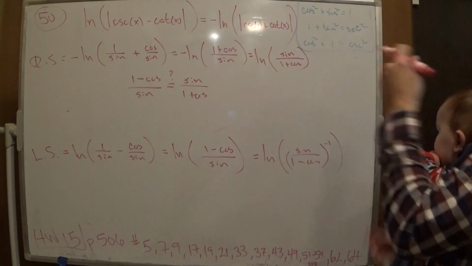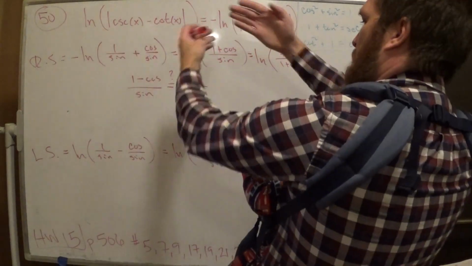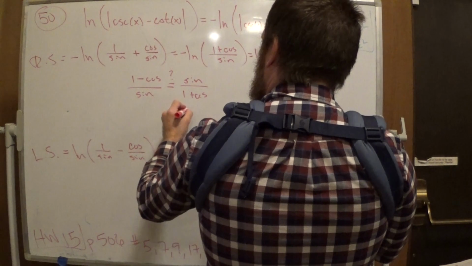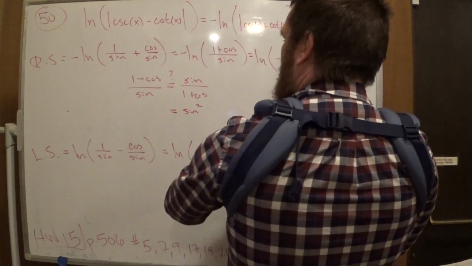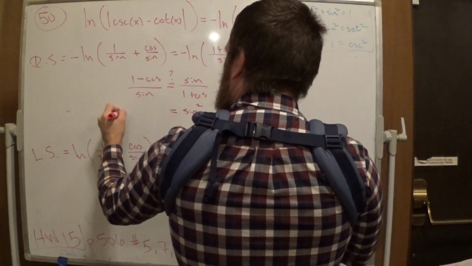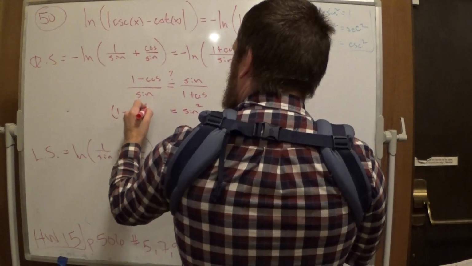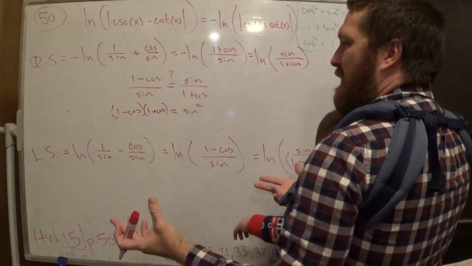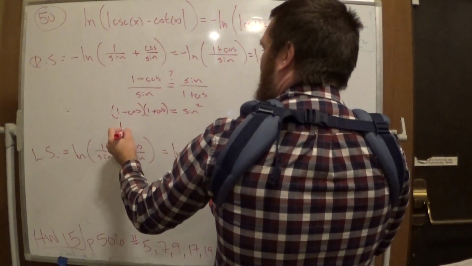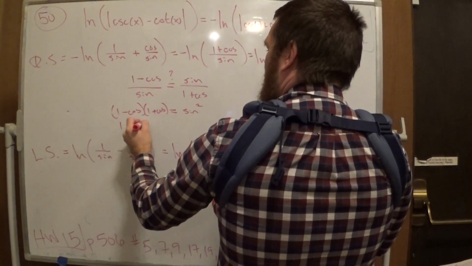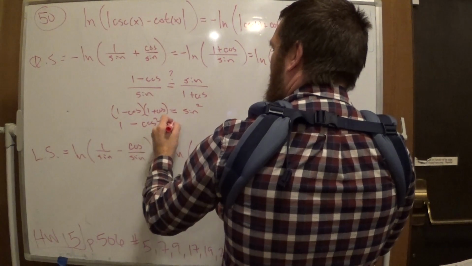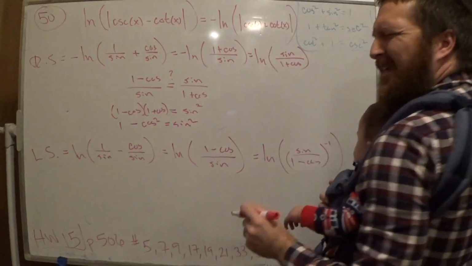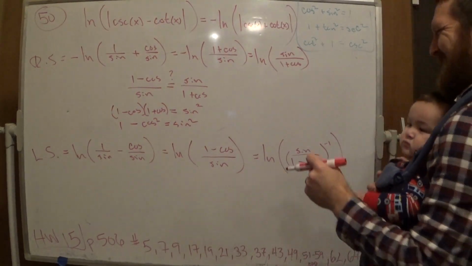So kill the denominators. Let's cross multiply. I'm going to bring the sine upstairs, and then this upstairs: 1 minus cosine, 1 plus cosine. First, outer, inner, last: 1, outer and inner cancel, minus cosine squared is sine squared. There we go.